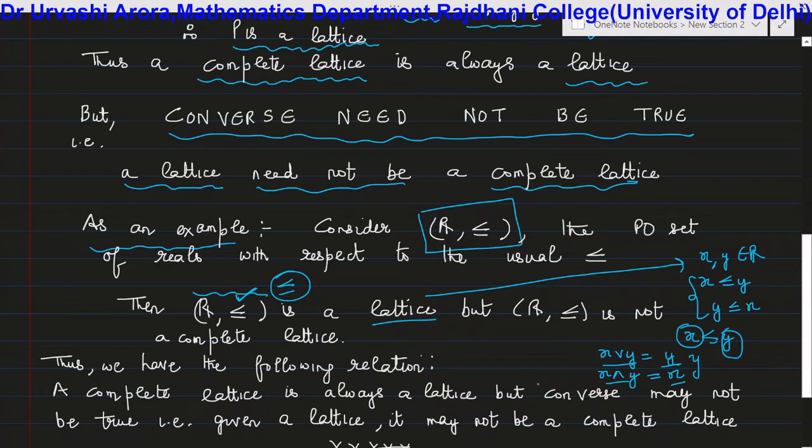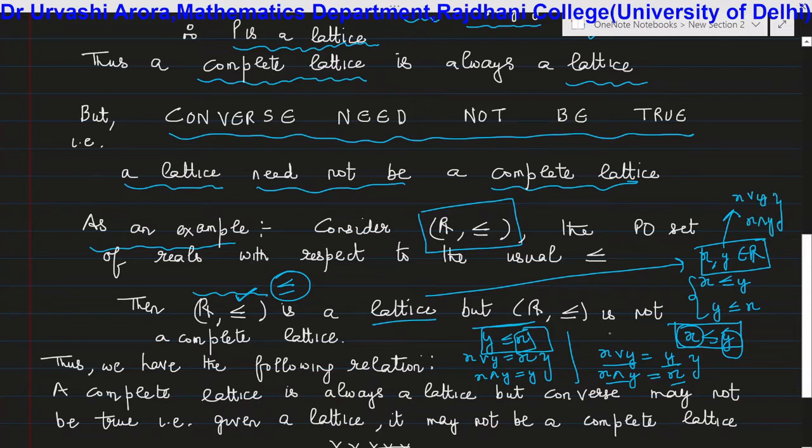So in any case, x join y and x meet y, which in this case are y and x, both exist. And if the other condition holds, which means y is less than or equal to x, in that case x join y will be the greater real number, which means x, and x meet y is equal to y. So whether y is less than or equal to x or x is less than or equal to y, for any pair of elements x and y belonging to R, x join y and x meet y both exist, which tells me that the set of real numbers with respect to the usual less than or equal to relation is a lattice.